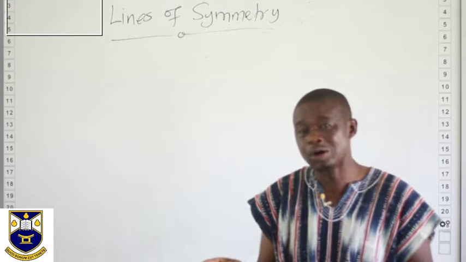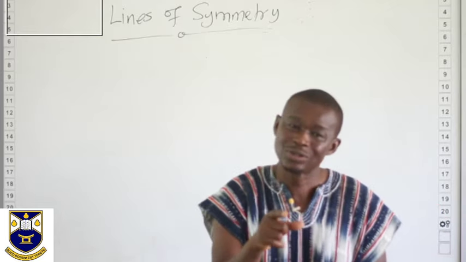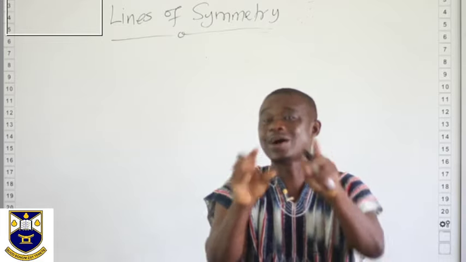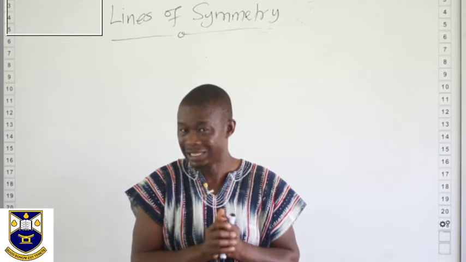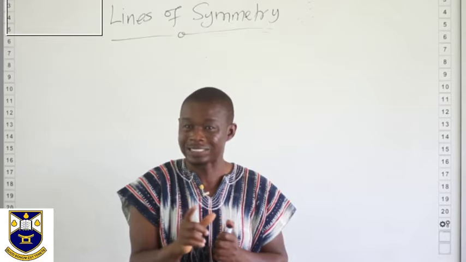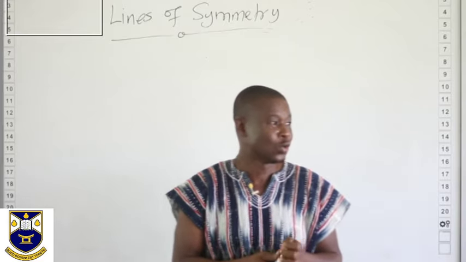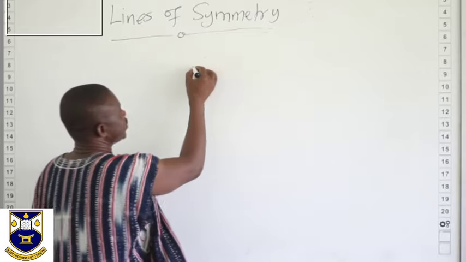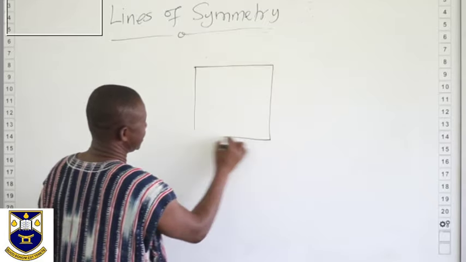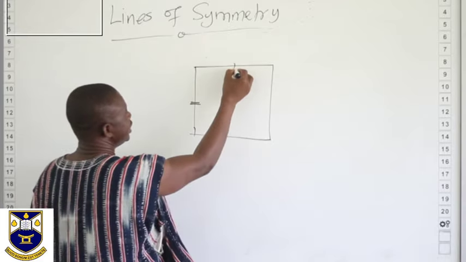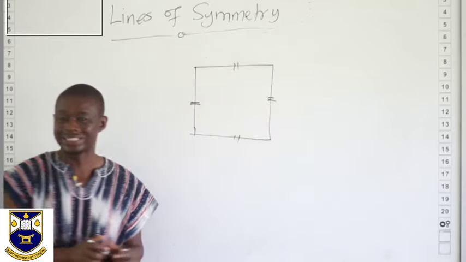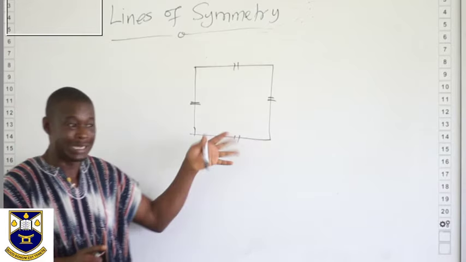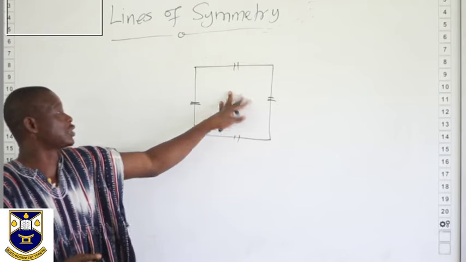Now, a regular polygon for a quadrilateral is what? It's a square. With a square, all the four sides are equal. So when you take a square, for instance, I have my square here, not drawn to scale, but in geometry, if I do this, it means all the sides are equal. It doesn't matter whether it's drawn to scale or not. So this is a square.